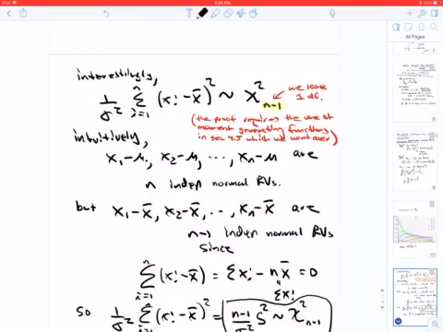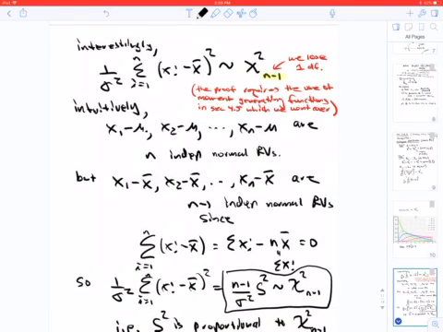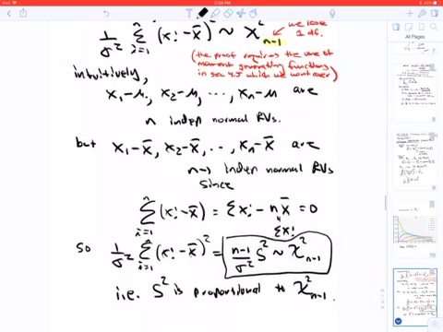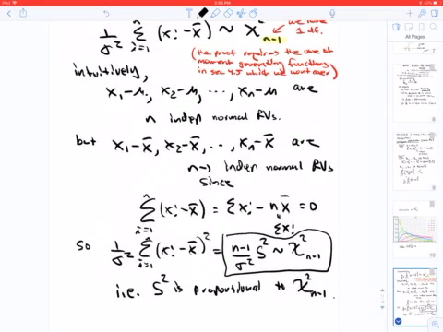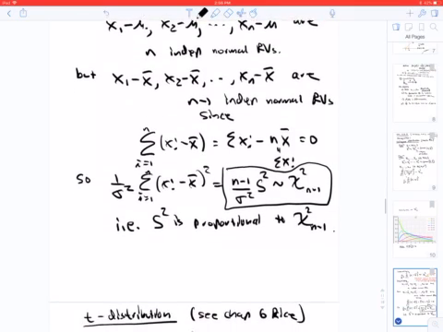The proof of that requires some probability machinery that we're not going to get into. I'll just say intuitively, the reason it goes down to n minus 1 is that there's a dependence now. Whereas before the xi minus mu were n independent normal random variables, now the xi minus x bar have a linear relationship. Basically, the sum of them is 0, and that means that we lose 1 degree of freedom.